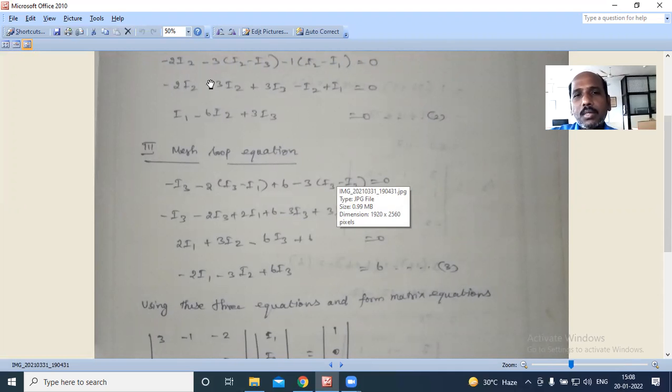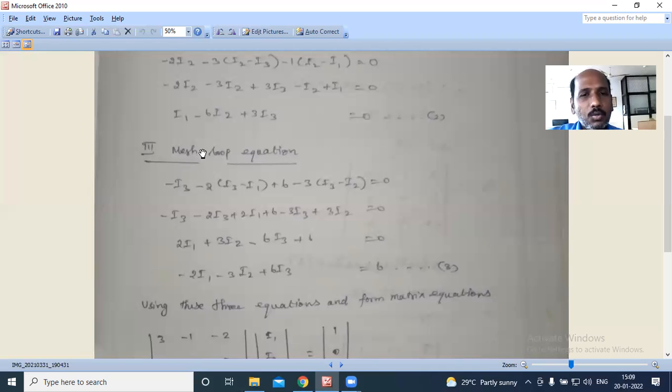Then you rearrange the equation. Just multiply -3 into I2, -3 into minus I3. So minus of minus, plus 3I3. Then -1 into I2, and -1 into minus I1, so minus of minus, plus I1. You add all the I1 here. Only one I1. Then you add all the I2: minus 2I2, minus 3I2, minus I2, so totally minus 6I2, plus 3I3. That is equal to 0. Let us take this second mesh equation as the final equation 2.